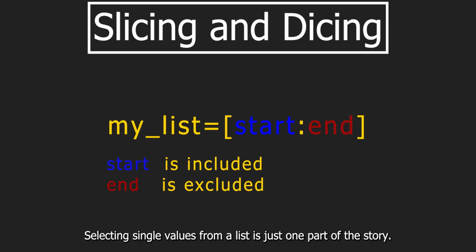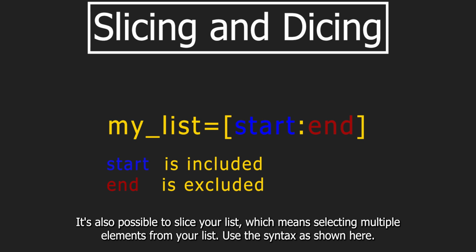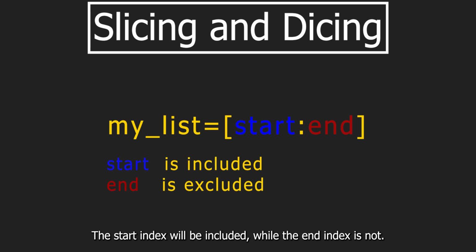Selecting single values from a list is just one part of the story. It's also possible to slice your list, which means selecting multiple elements from your list. Use the syntax as shown here. The start index will be included, while the end index is not.